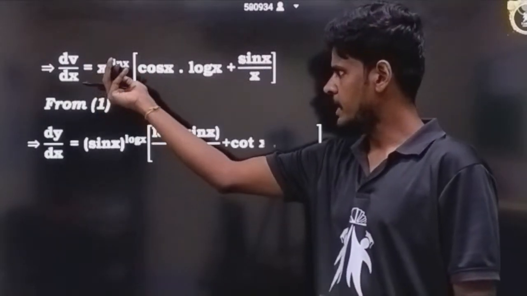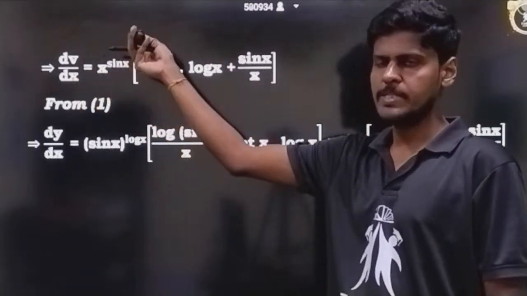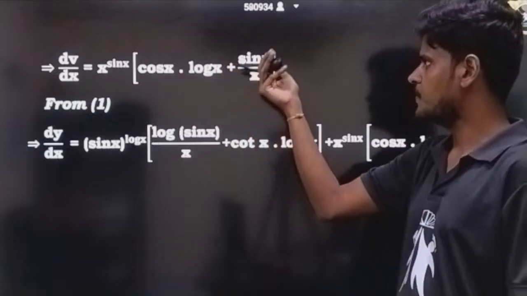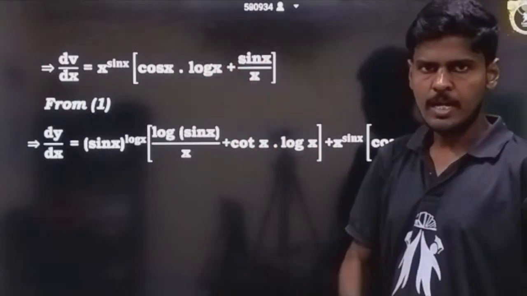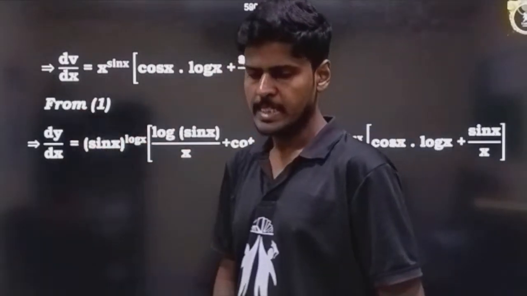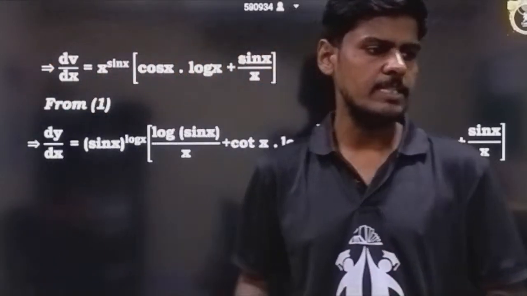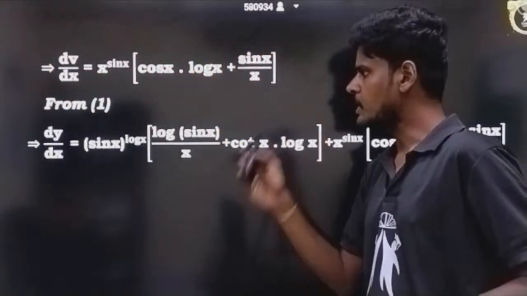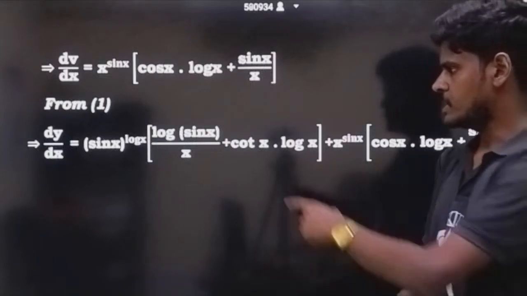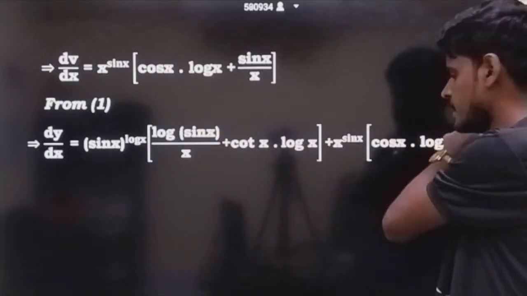So v equal to x power sin x, dv by dx equal to x power sin x into cos x log x plus sin x by x. And now what is dy by dx? That is nothing but du by dx plus dv by dx. So the final answer becomes, substitute the entire value: first term differentiation plus second differentiation.